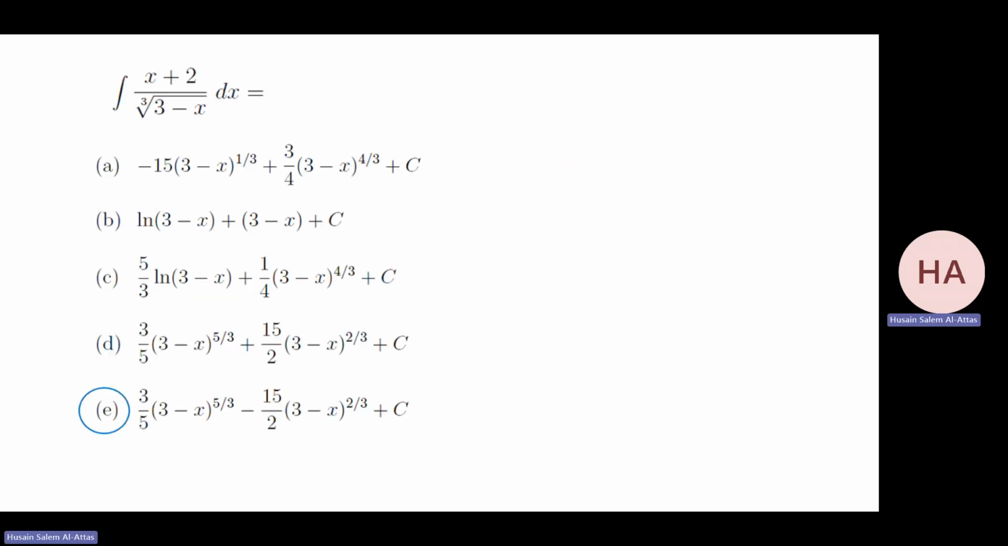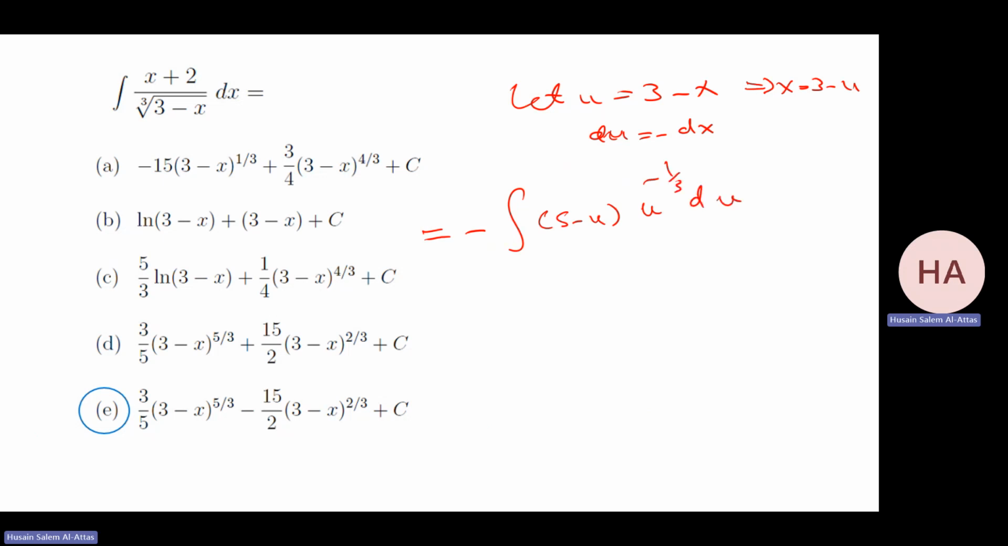This will be the last one for this video. Then I will stop. Okay, for sure, I will let u equal 3 minus x. So x will be 3 minus u. What will be du? Minus dx. So I need a minus sign. That integral will be minus the integral of x plus 2, which will be 5 minus u, times u to the power minus 1 over 3 du.